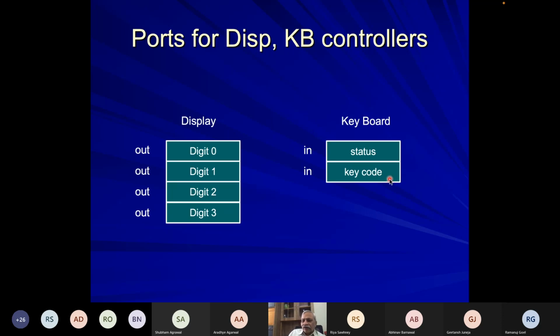For the keyboard, we have 2 input ports. On one port, we get a single bit of information whether a key has been pressed or not. And on the other port, we get a 4-bit code of the key. If a key is pressed, then we look at the next one, and read a 4-bit number which corresponds to the key.